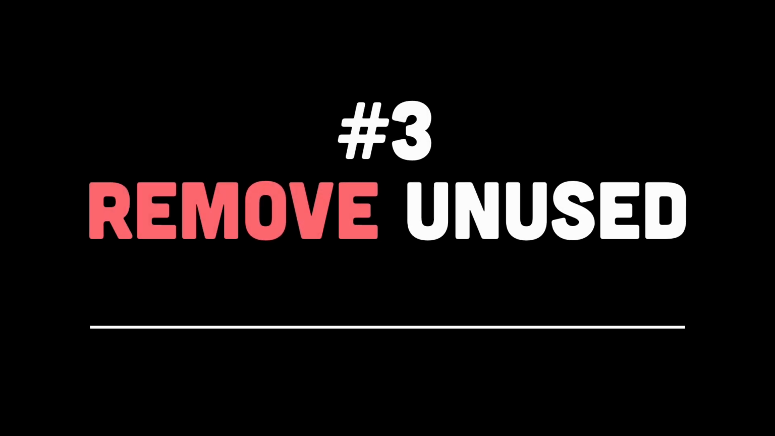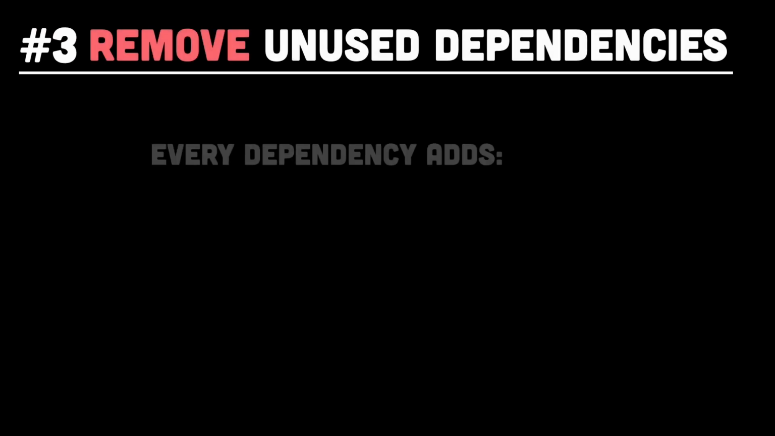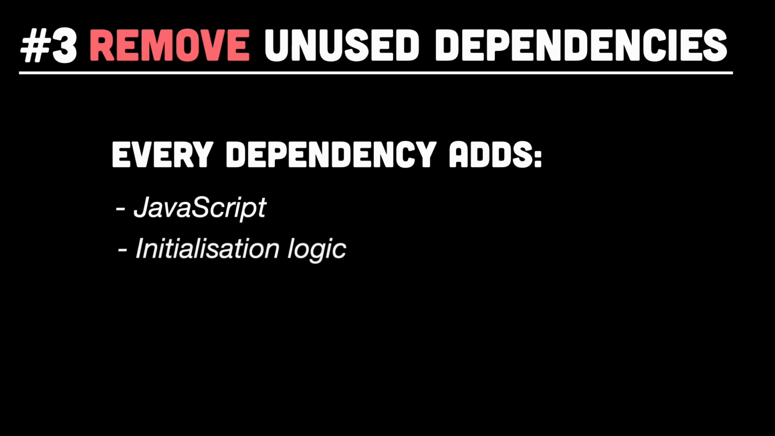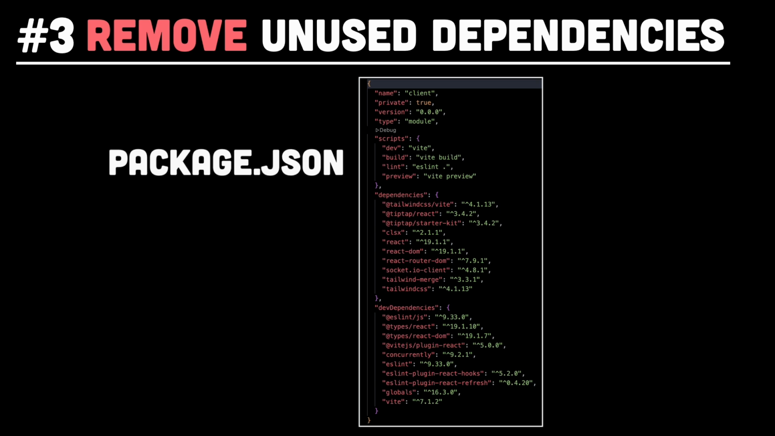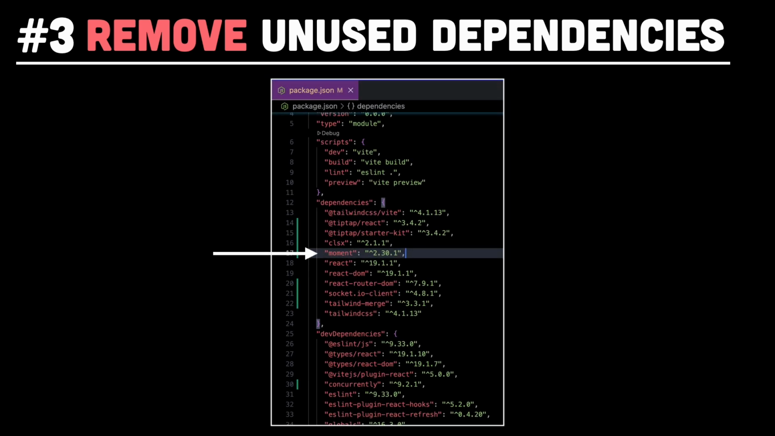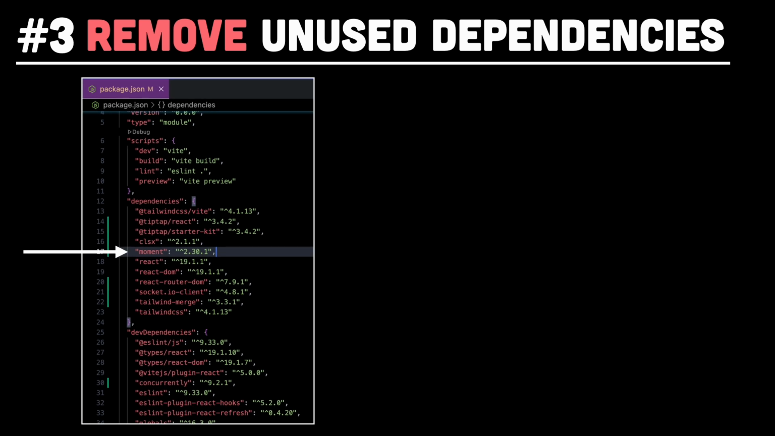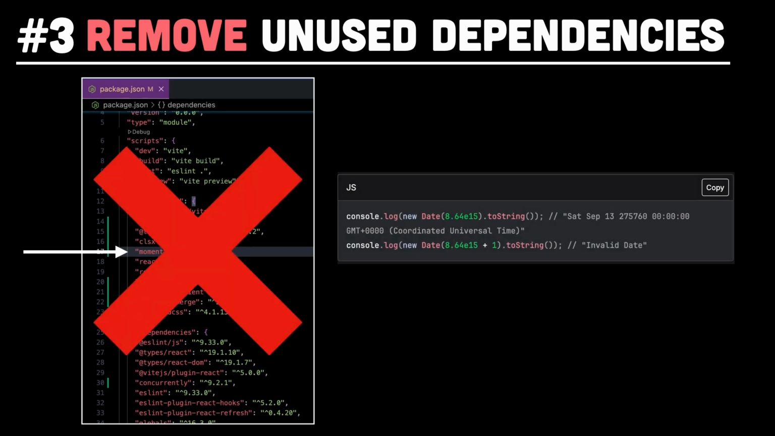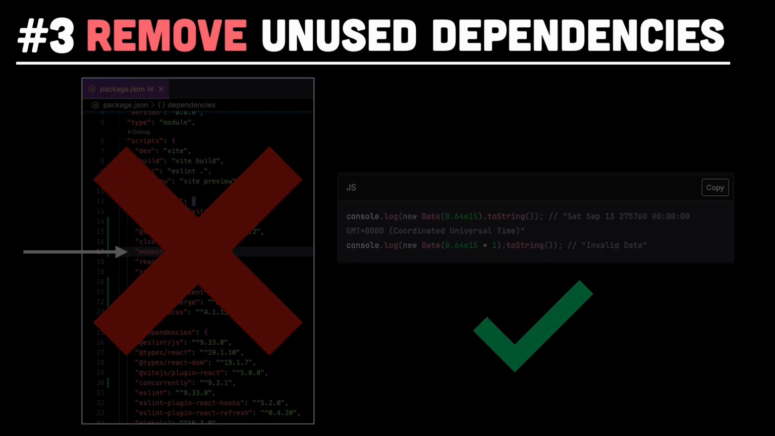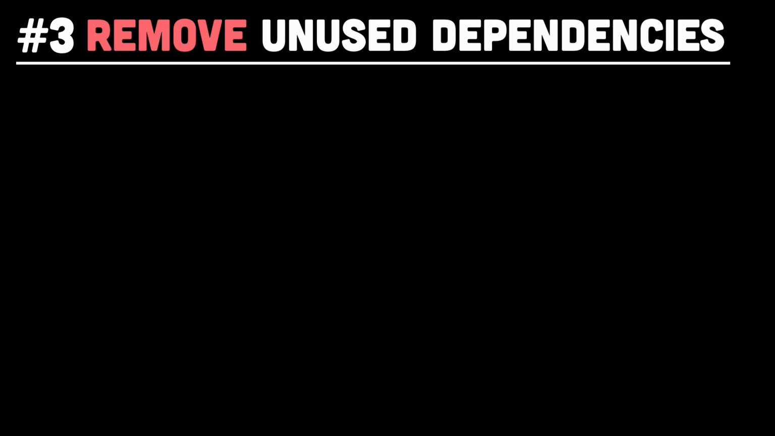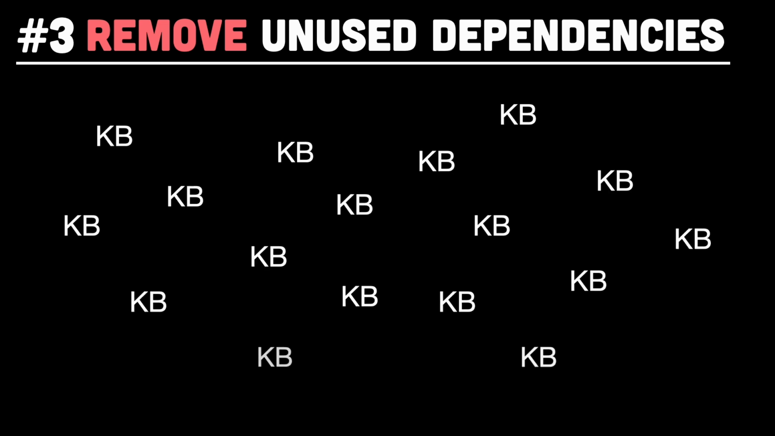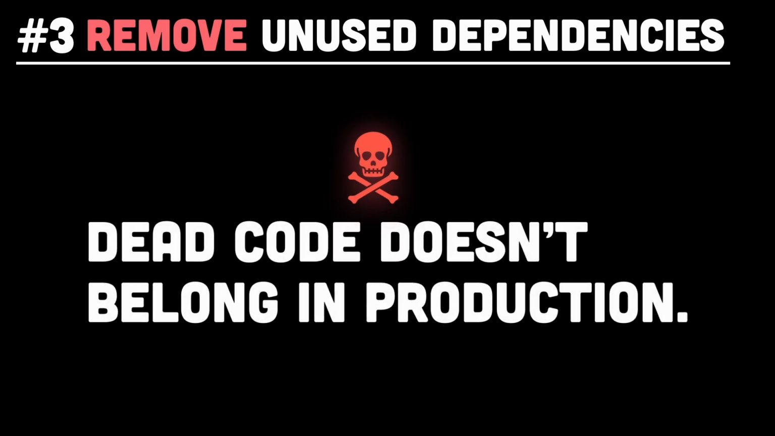Then in number 3, make sure to remove unused dependencies. Every dependency adds JavaScript, initialization logic, and sometimes side effects. If you're not using it, remove it. For example, if you have installed a library for dates, let's say the moment.js library, but you later decided to use JavaScript's built-in date object, then make sure to remove the moment.js package from your project by doing npm uninstall moment. One deleted dependency can save tens of kilobytes instantly. Remember that dead code doesn't belong in production.